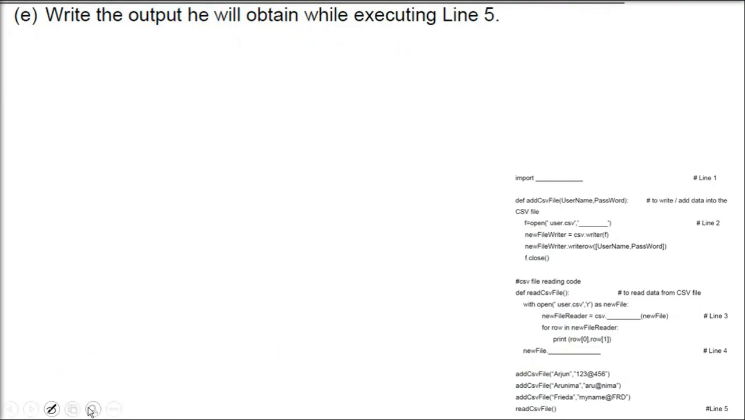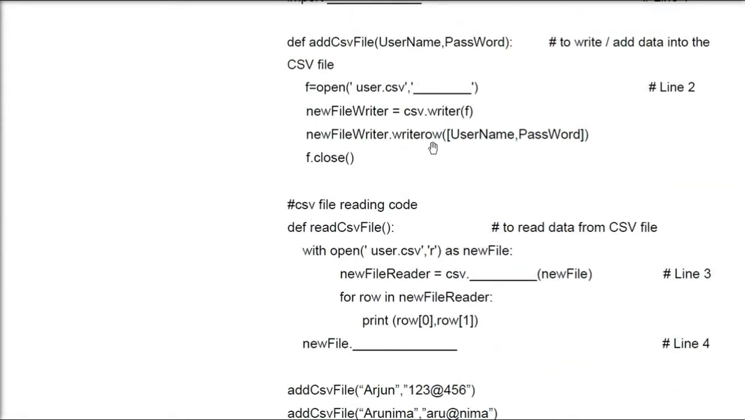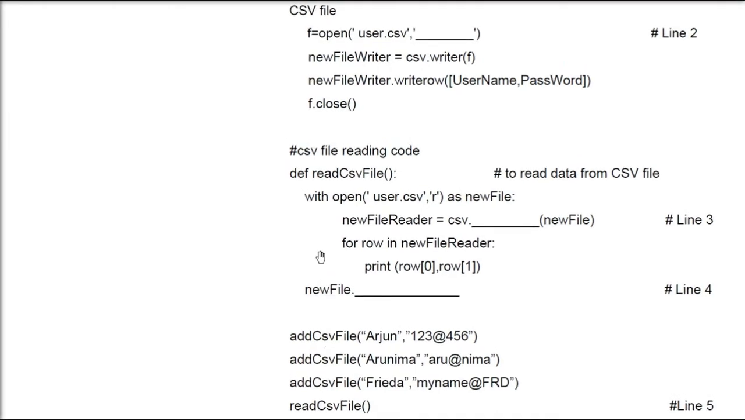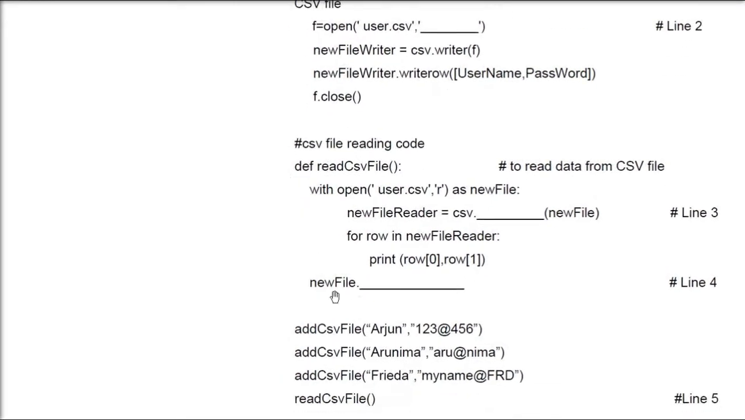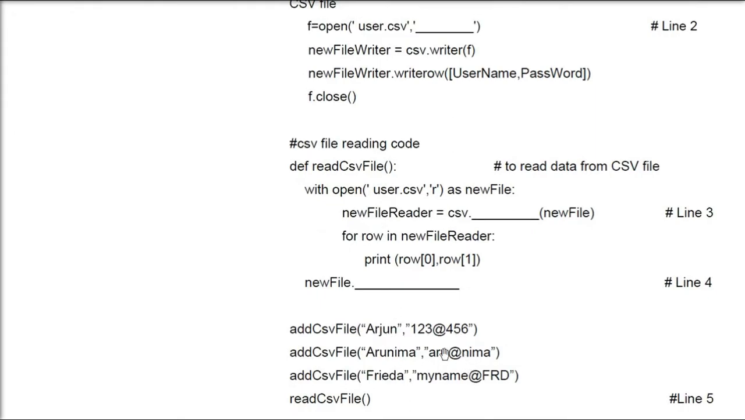Write the output he will obtain while executing line 5. First see here, writing we have done. Now the reading function also we have done. Now this add function which we just wrote is called thrice. Add CSV, add CSV, add CSV. That is 3 usernames, passwords being inputted by the user. Finally we have the read CSV file. This read CSV file will take out all the content, that is the 3 entries which we have written from the file: username, password, username, password, username, password, 3 times.